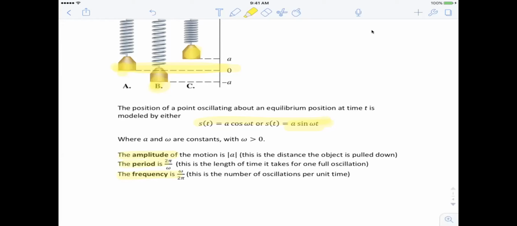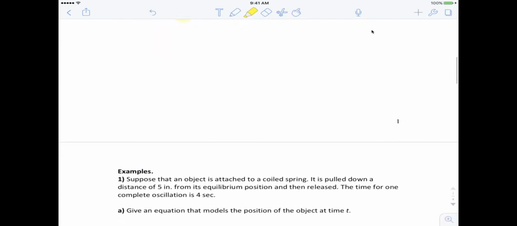And in these examples, think of the period as the length of time it takes for one full oscillation. So as this spring is bouncing up and down, if it goes one full oscillation, however long that takes, the time, that's the period. Whereas the frequency, which is known as the reciprocal of the period, that's the number of oscillations per unit time. So how many times is it oscillating per second or per minute or per hour, or whatever it is you're talking about. Okay, so that's the introduction. Let's jump into an example and try these out.